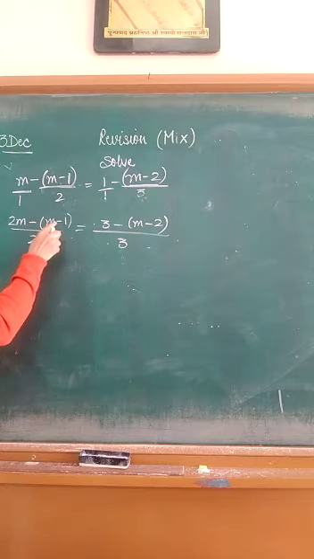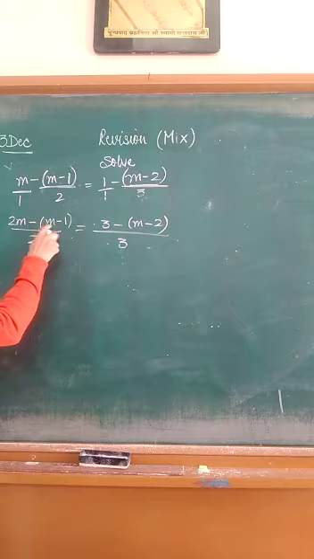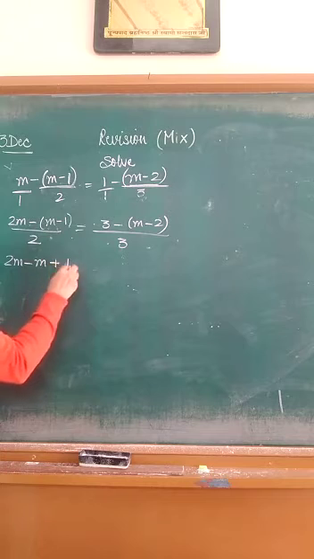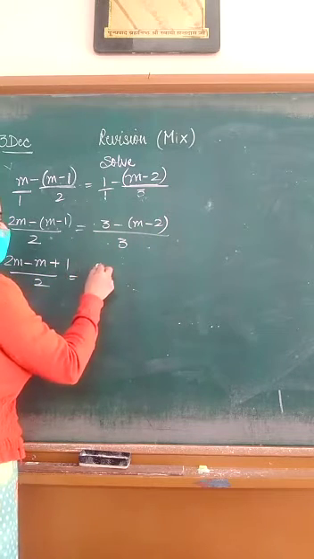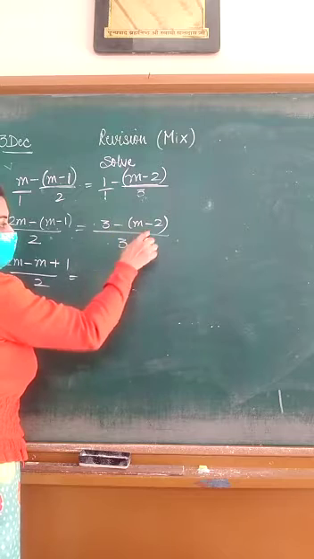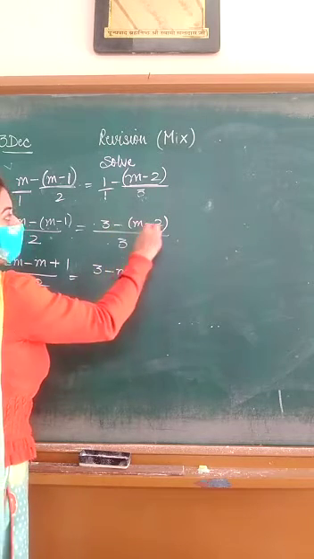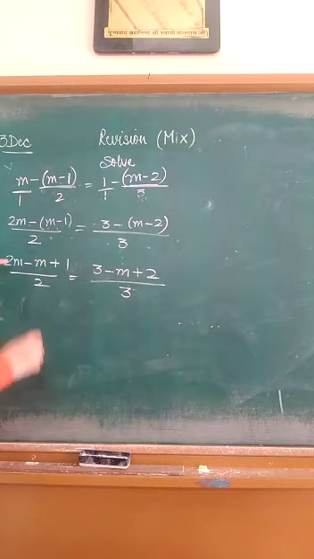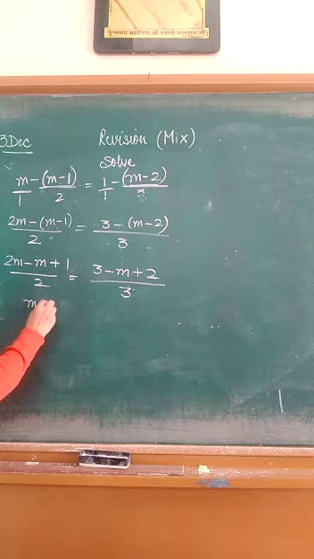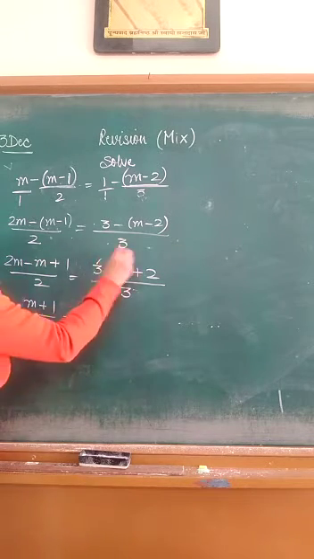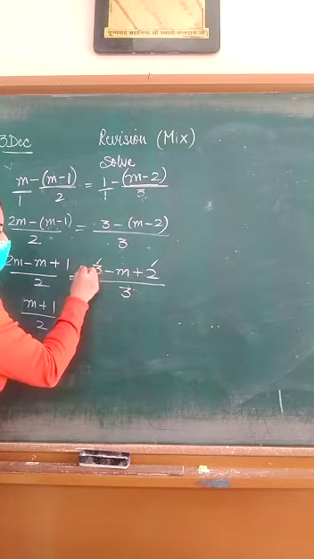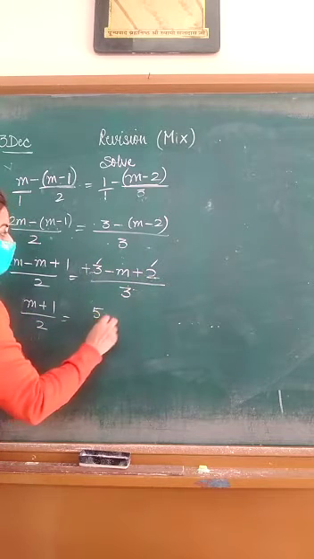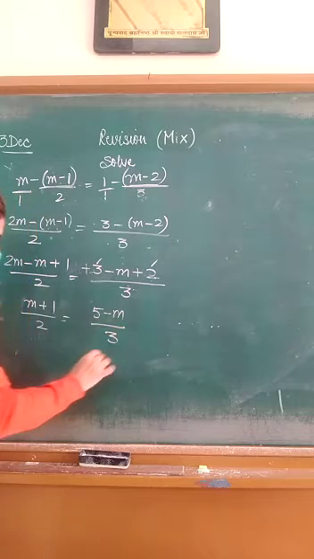Open the bracket. As you can see, in front of this bracket you have a negative sign. So the sign of this bracket must be changed. So 2m minus, minus becomes plus, 1 upon 2. Open the bracket and change the sign because minus is here in front of this bracket. 3 minus m, minus becomes plus, 2 upon 3. Now collect the like terms. 2m minus m will give you m plus 1 upon 2. Here 3 plus 2 is 5, because in front of this 3 you have a plus sign. Plus will give you plus. When you add these two terms, you will get 5, and minus m is the same upon 3.